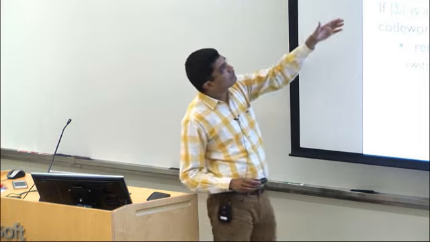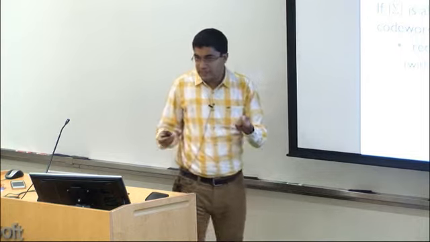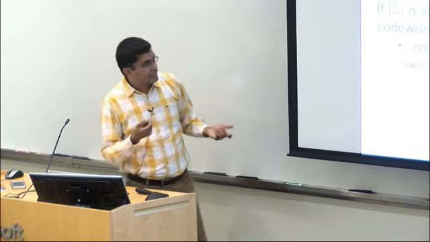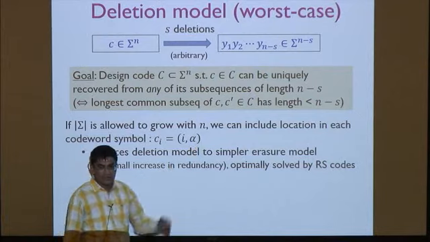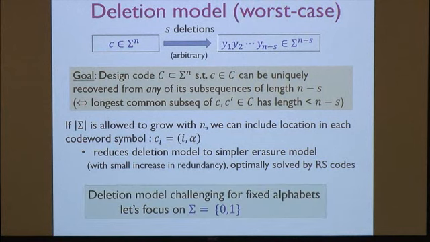And what is sigma? If I allow sigma to grow with n, then one trick I can do is the packet header trick used in the internet. I can just tag each symbol with its location, and then deletions just reduce to erasures, which I know how to solve, like I showed a few slides back with Reed-Solomon codes. But the model is very challenging when sigma is fixed, and let's focus on the most basic case, which is 0, 1. So when you send bits.